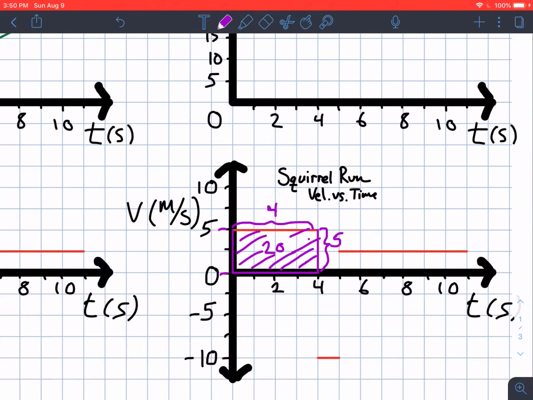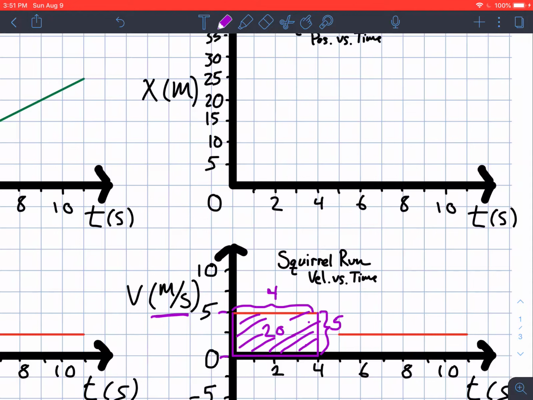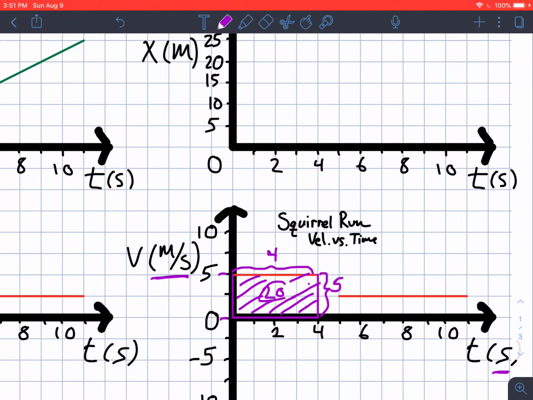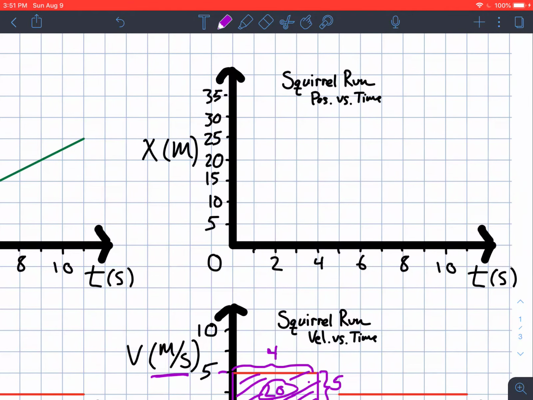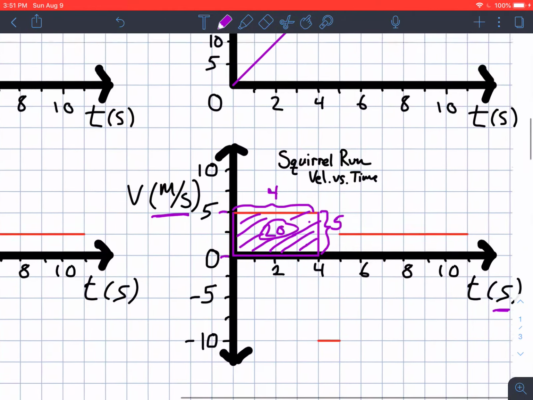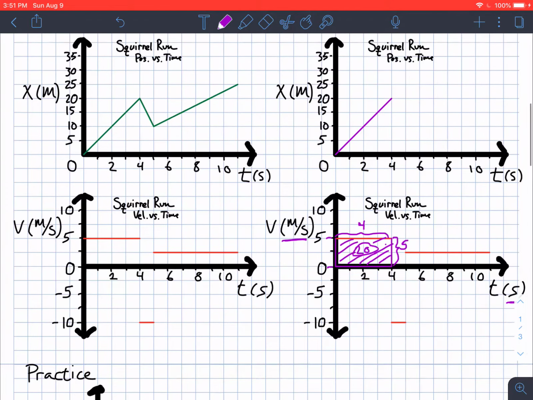20, what, 20 square feet? No. The units are units of meters per second multiplied by units of seconds. Meters divided by seconds times seconds, well, that's just meters. So the units of the area is just 20 meters, which doesn't sound like an area. I know, just go with it. But here's how we do it. We got that the area is 20, so now we can draw a line that starts at 0 and goes up to 20.